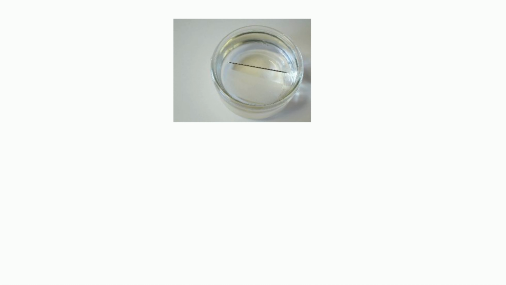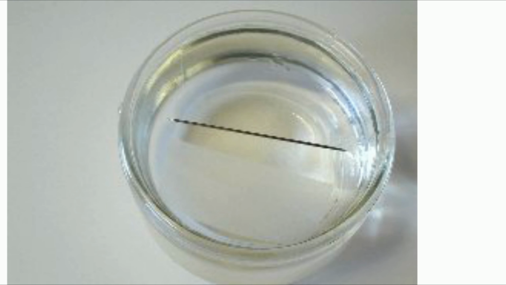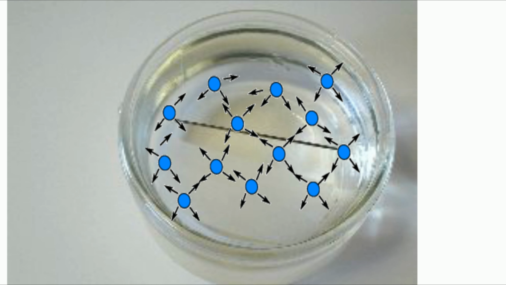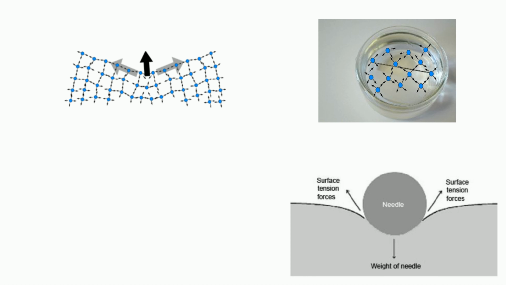Let's take a beaker of water and gently drop a needle onto the surface. We see that the needle floats, but the density of the needle is much greater than that of water. So why does it float? This is because of surface tension, as the molecules of water can withstand the force exerted by the needle with their force of attraction.